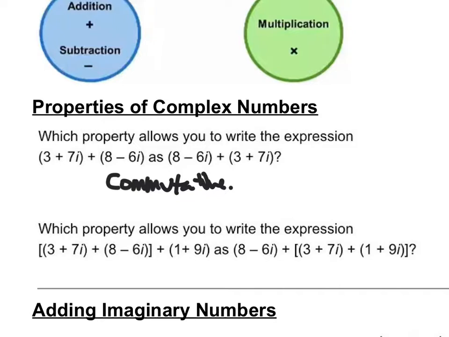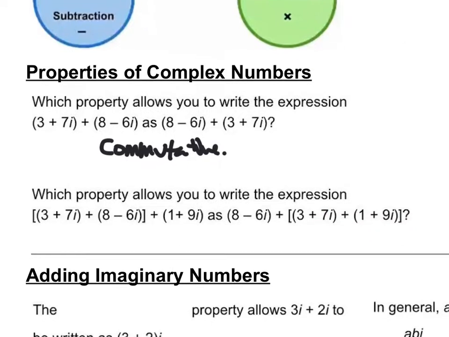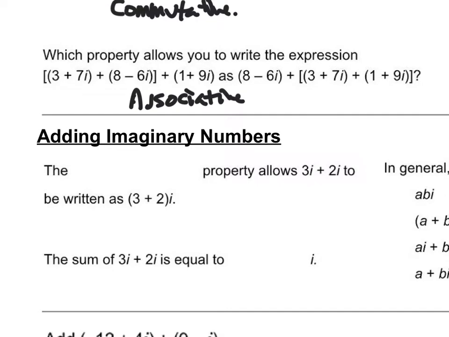Here we've got this group of 3 plus 7i and 8 minus 6i, and then plus 1 plus 9i. And then they've got 8 minus 6i plus the grouping of 3 plus 7i plus 1 plus 9i. That's just going to be the associative property. So understand how that works.